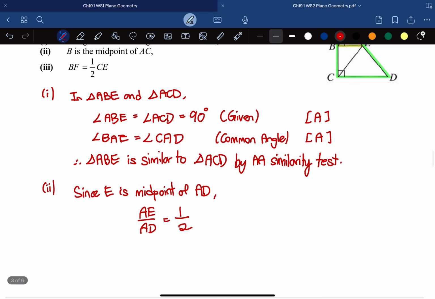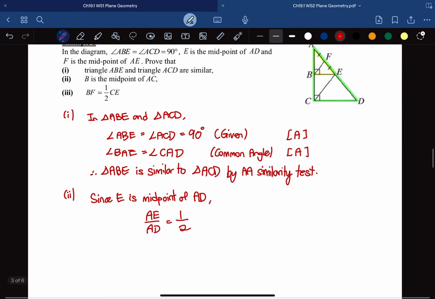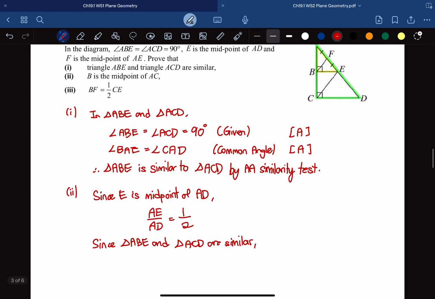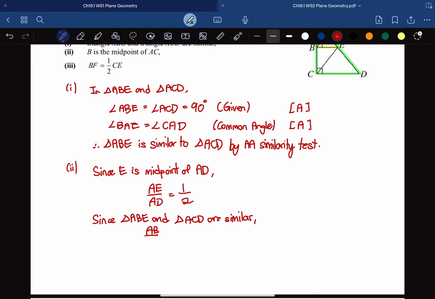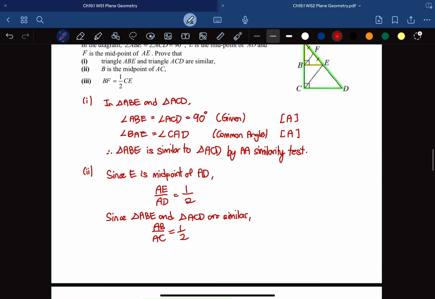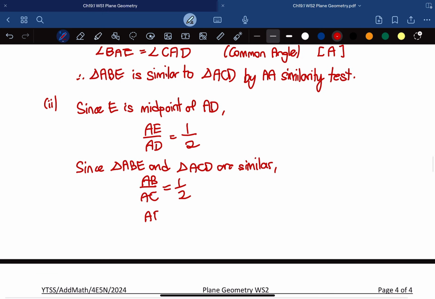Therefore I can also conclude that since triangle ABE and triangle ACD are similar, the ratio of AB over AC is also 1 over 2, since in similar triangles, the ratio of the corresponding sides are the same. So therefore, AB is equal to half of AC.